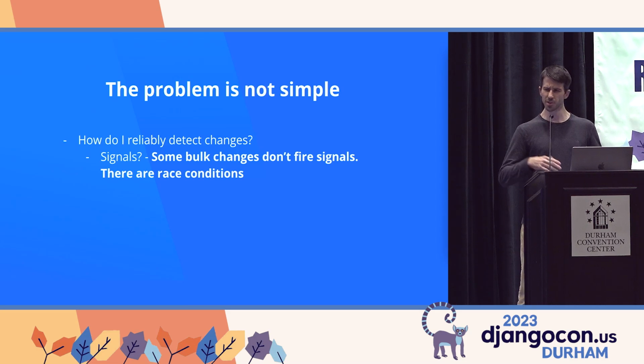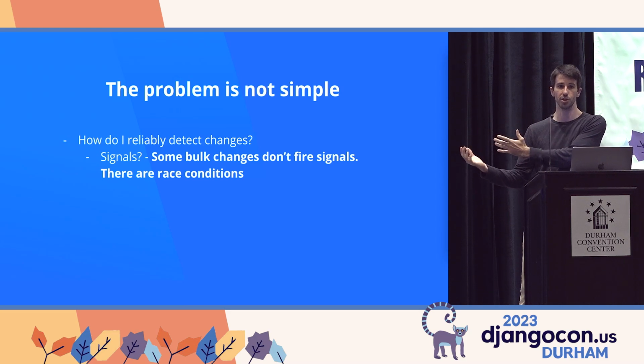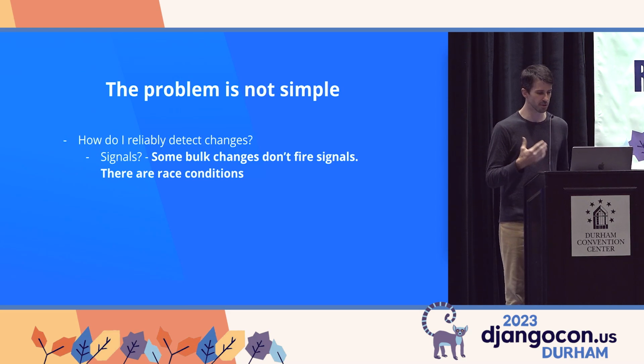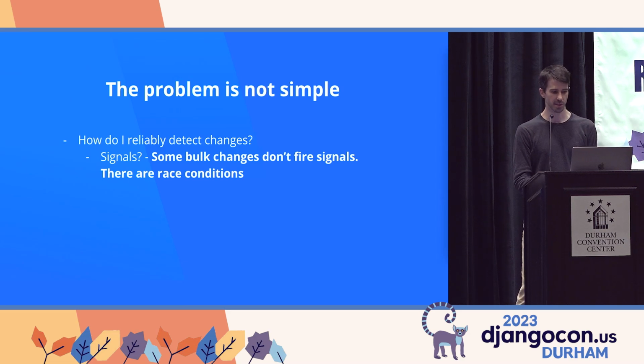And there are inherent race conditions with using signals. So you have your model in the application, it changes, signals fire, you collect those changes and you persist them to the database, but other changes might have gone on during that time. So there are these subtle race conditions that can happen if you're using signals.